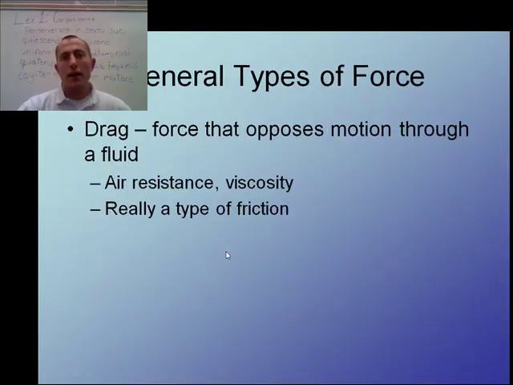And then one more force here is just drag. And drag we most commonly encounter as air resistance, but it's really just friction that occurs in a fluid. And so drag occurs anytime you have an object moving through a fluid. We see it as viscosity often, but in any case it's really just a frictional force.